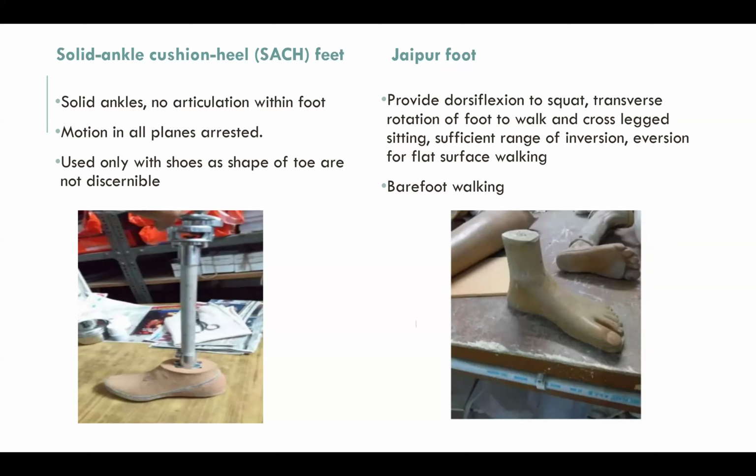But the Jaipur foot provides dorsiflexion to squat, and there is transverse rotation of the foot to walk and to sit cross-legged, which is more common in Indian sitting, and it has more range of inversion and eversion. And as there are toe markings, barefoot walking can also be done without the help of shoes.